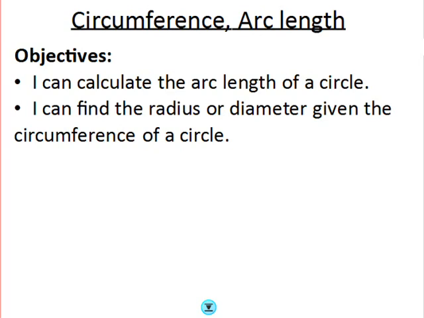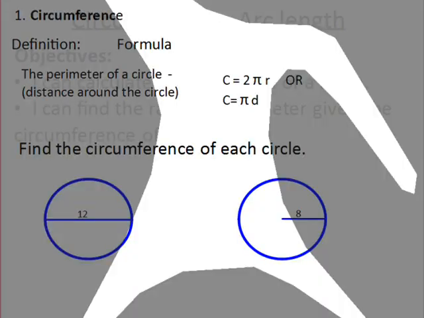So the objectives today are that you can calculate the arc length of a circle and that you can find the radius or diameter given the circumference of a circle. Okay? So those are two things that we're going to look at, and we're also going to look at arc length. All right? Let's take a look here.